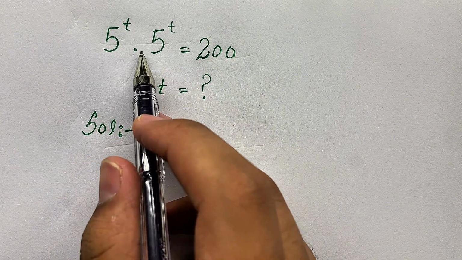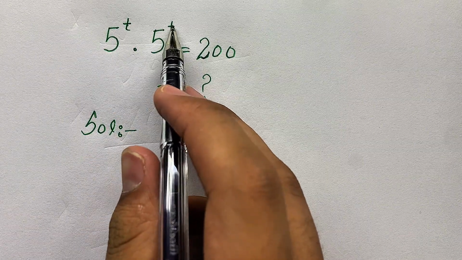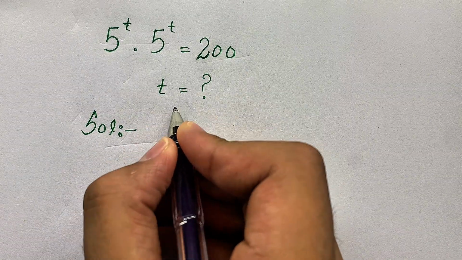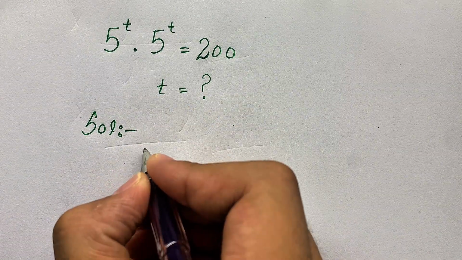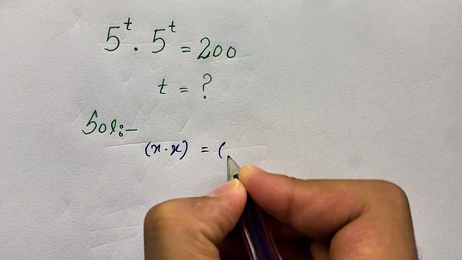5 to the power 2t, into 5 to the power t, is equal to 200. We are finding the value of t in this question. First, as we noted, x into x is also equal to x square.